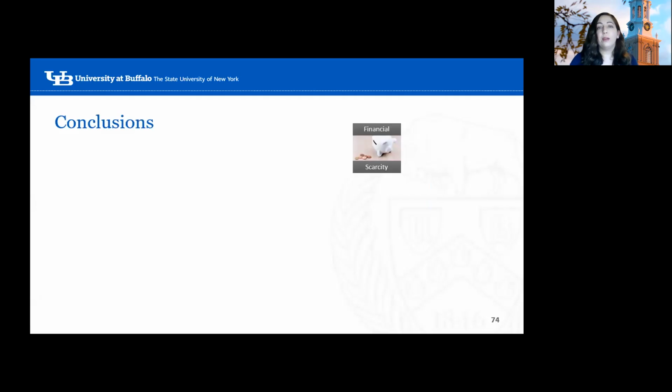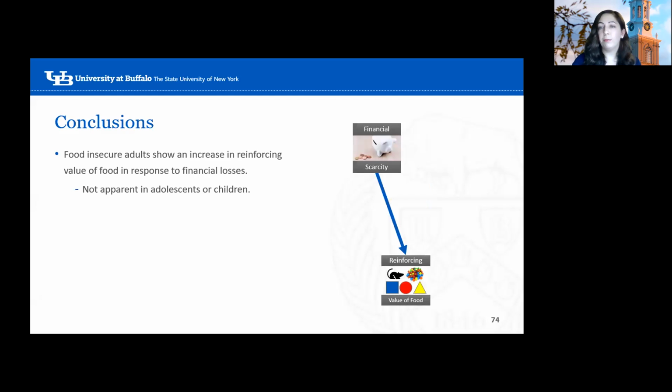All right, to sum it all up, we replicated our previous findings among adults that those with food insecurity are sensitive to financial gains and losses and respond to financial losses with an increase in their reinforcing value of food. We did not see this in children and adolescents, which may be because in this case, they were not the ones experiencing food insecurity. Anyone who wants to investigate that question will need a much bigger sample because food insecurity is thankfully much more rare in children than in adults.